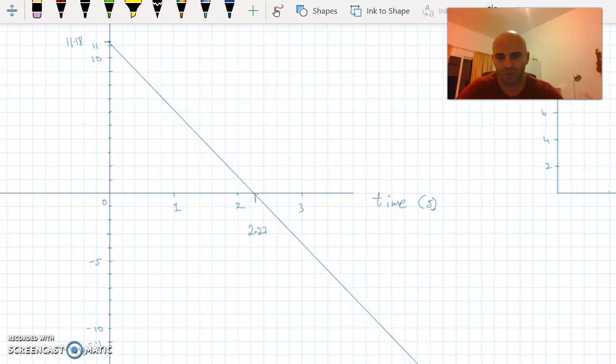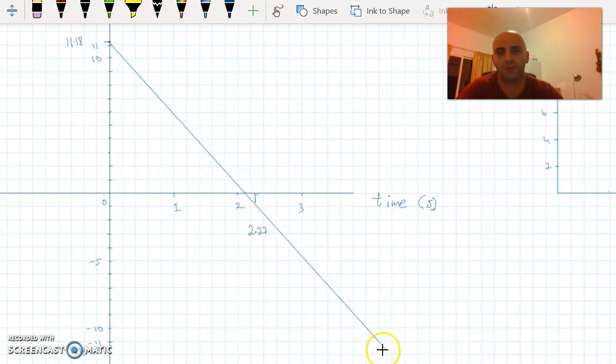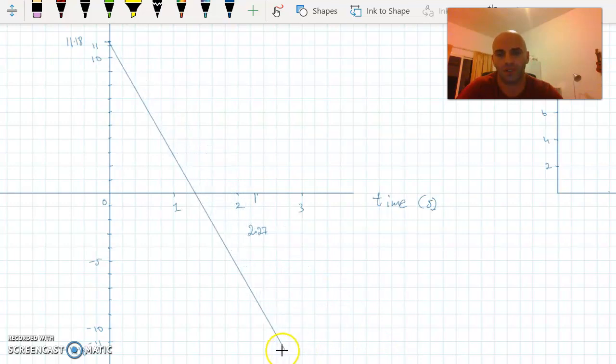That's about 2.27 meters per second. And I'm going a bit too far. So around there. Okay. Oh, my apologies.